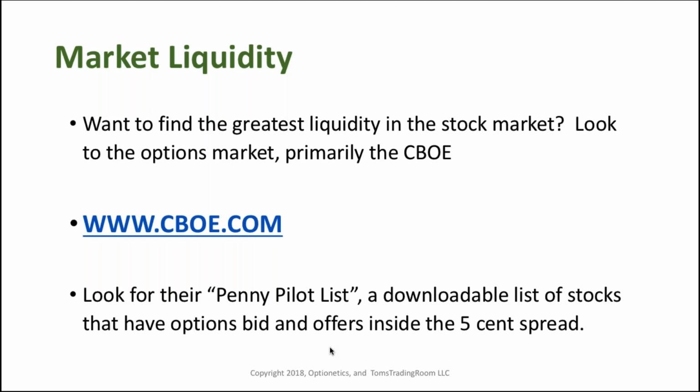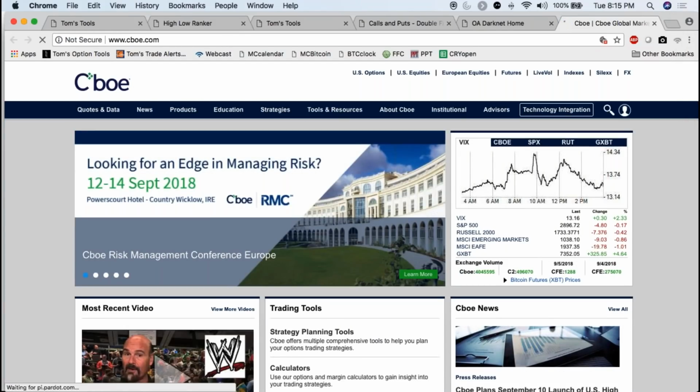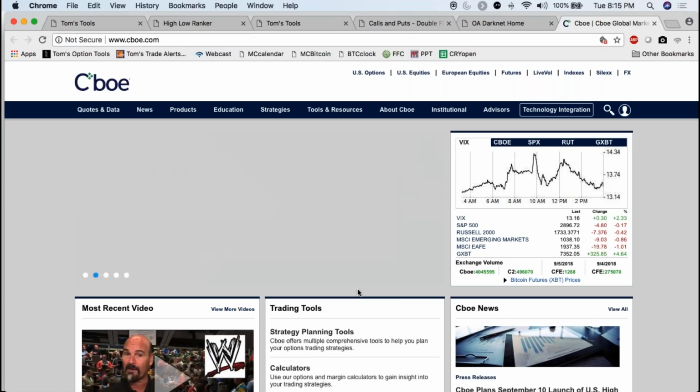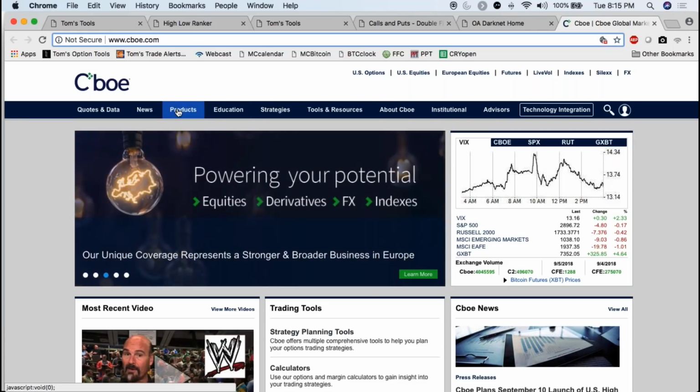Now, market liquidity. If you want to find the greatest liquidity in the stock market, go to the CBOE, www.cboe.com, or you can go to cboe.org, and that'll take you to the Chicago Options Exchange. I just clicked on that so I could show you what we're looking at here. This is an area you could go into. The other thing you can do is go to the .org site, or go into products, and drill yourself down. You can go in here till you're crazy. But there is another way that we can spot the best stocks to create your stock list from. So I want to show you how to do that right now.